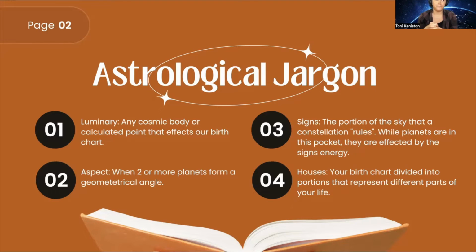And each planet also has its own effect as well. I'm sorry, I'm getting a little tongue-tied about that. But pretty much, it's a portion of the sky that a constellation rules. While planets or any luminaries are in this pocket, they are affected by that sign's energy. And how that happens is different based on the planet.